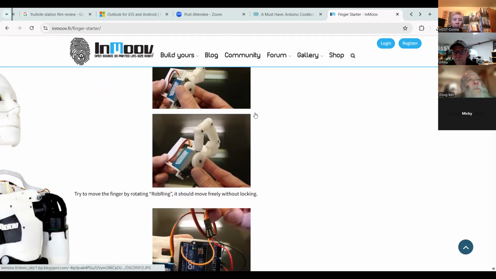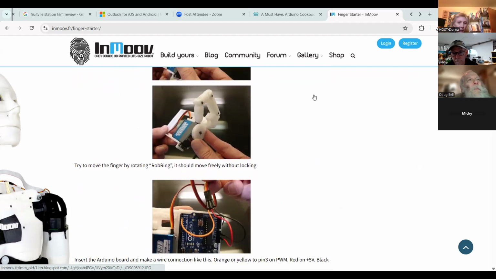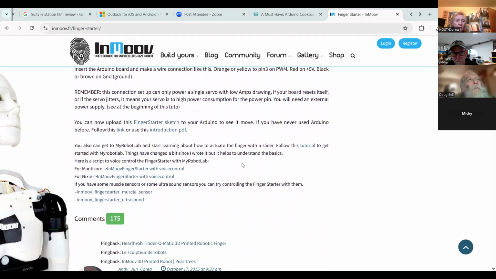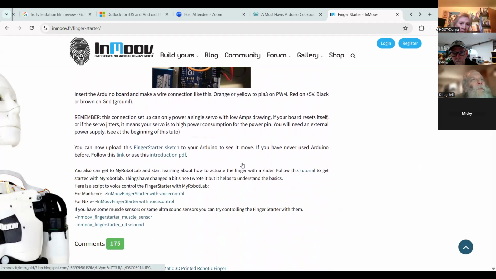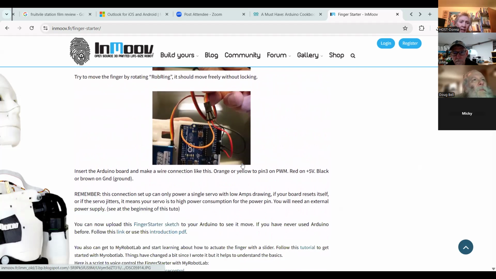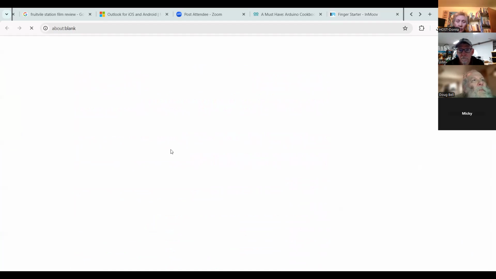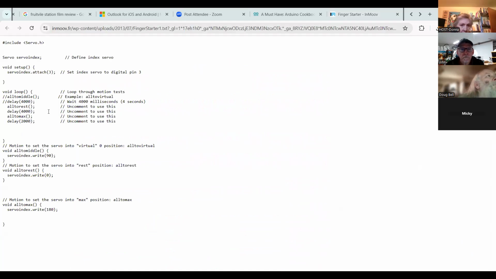This is what I was trying to. There's the Uno. So they don't give you any code? Oh yeah, I think there's a finger starter sketch. There's a hyperlink there for the finger starter sketch. Right there. So that should give you a heads up as far as the way to start controlling it. Okay. I was hoping that they would give you a code starter with that project.